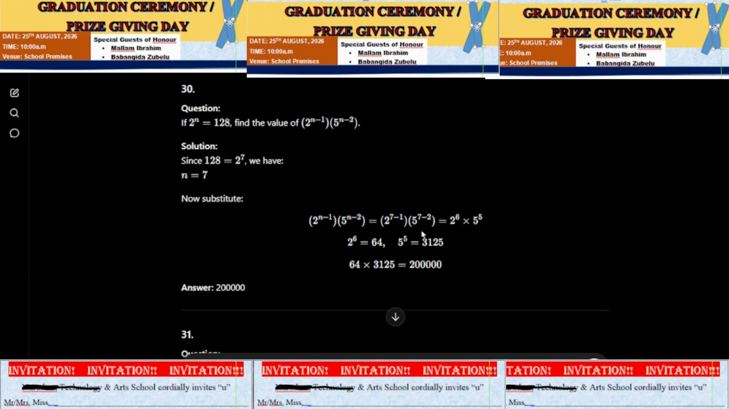So here what we will do is 7 minus 1, which is 6. So you can see here we have 2 raised to the power of 6. And then in this equation here, we have 7 minus 2, which is 5. So at the end of the day, we have 2 raised to the power of 6 times 5 raised to the power of 5. Let's break it down. 2 raised to the power of 6 is 64. And 5 raised to the power of 5 is equal to 3125. From there, we multiply this by this. So our answer is 200,000.